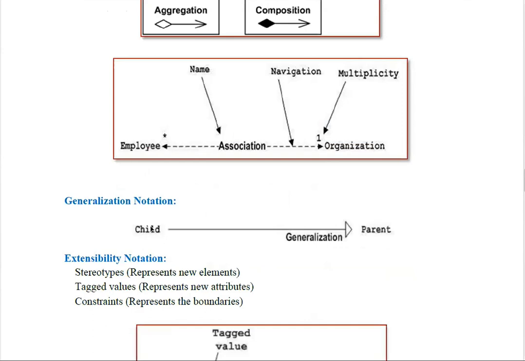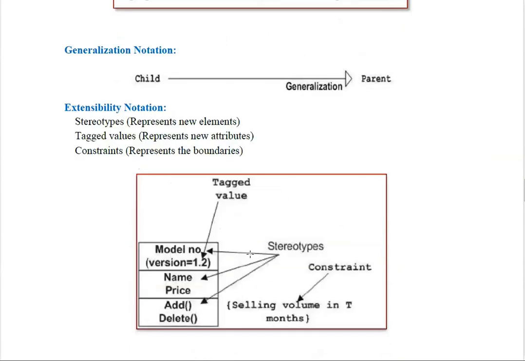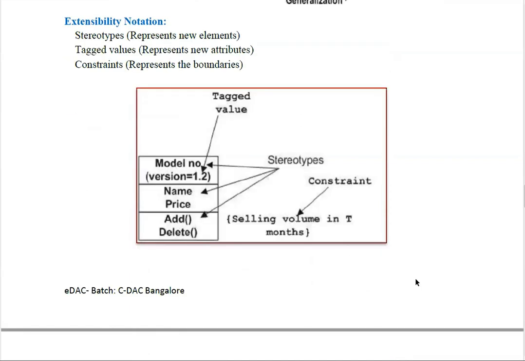Generalization. See, here you can see the child, which I deliberately brought, and the parent. They're directly connected always. And there is also an extensible notation called stereotype, tagged values, and constraint. That is for new elements, new attributes, and boundaries. So here they're trying to define, when we define a class with the object here, model number is the object, and it has various tagged values, stereotypes, constraints, etc., which we understand easily. So when it is a constraint like this, we will understand what exactly adding and deleting are. Exporting a video tutorial can be a constraint.